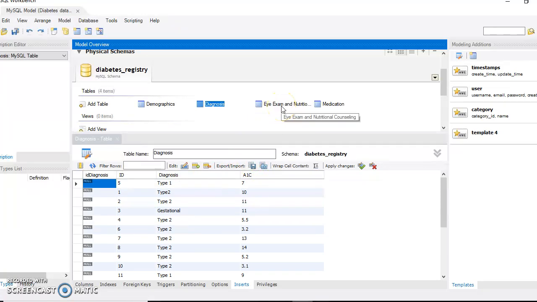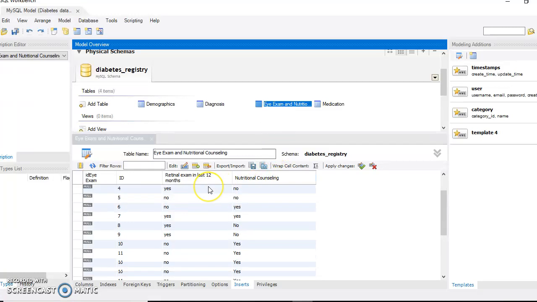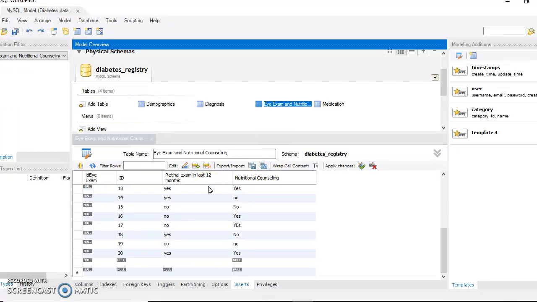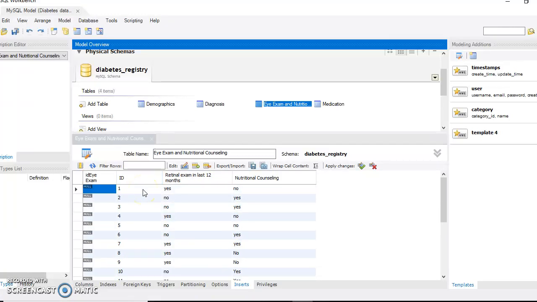The third table I chose to develop was based on eye exams results, if they've had exams in the last 12 months, and whether or not the patient has participated in nutritional counseling. So these are basically yes and no answers along with that patient identifier for each patient.